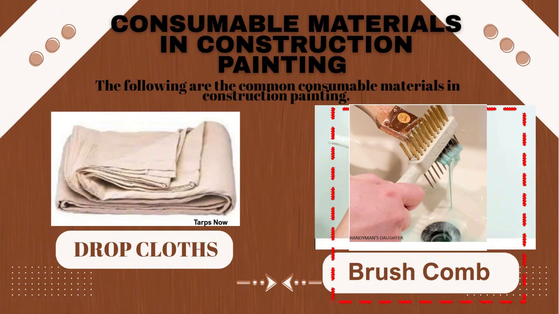A brush comb is a small tool designed to clean, maintain, and straighten the bristles of paintbrushes. It usually looks like a comb with metal or plastic teeth, sometimes combined with a scraper edge.